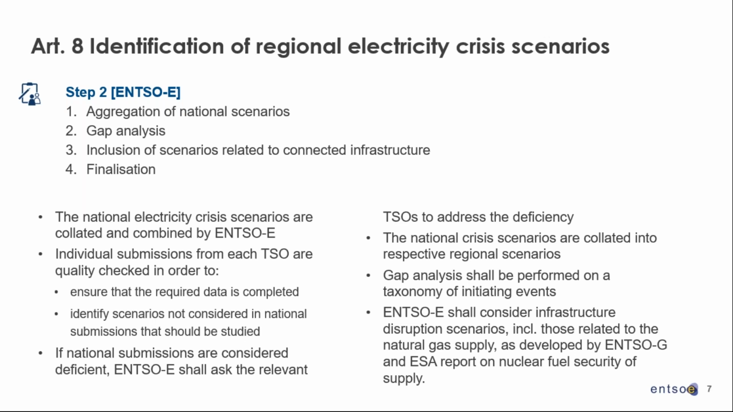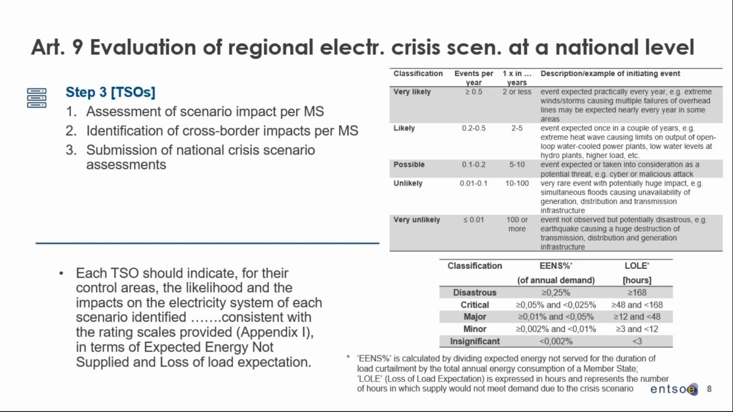So there will be a point where ENTSO-E look at that, carry out a gap analysis, and inject other scenarios that may not have been considered by the TSOs, or where, for instance, all neighbouring TSOs have identified a crisis, but a TSO has missed that. We will put that back to the TSOs that haven't identified it. So the next slide. Step 3 in the process then is, once we've got a collection of regional crisis scenarios, to present them back to those TSOs to carry out a likelihood and impact rating on those scenarios.